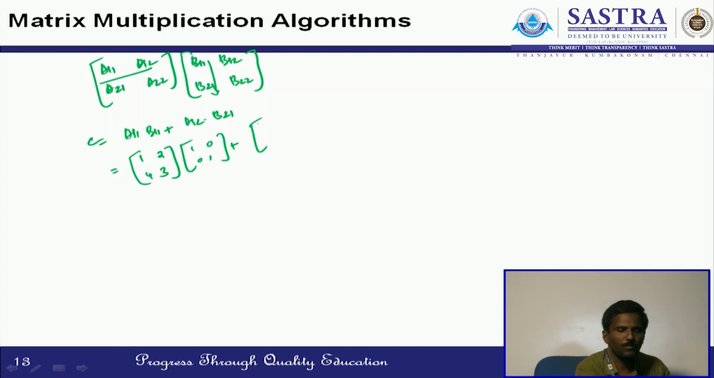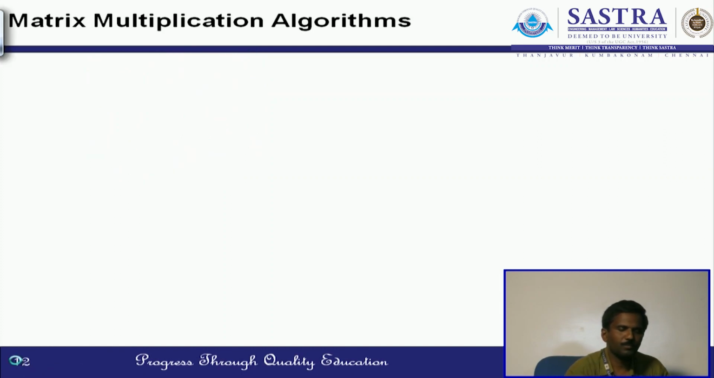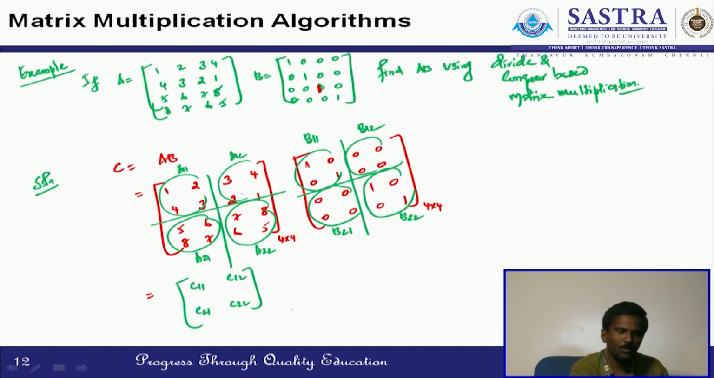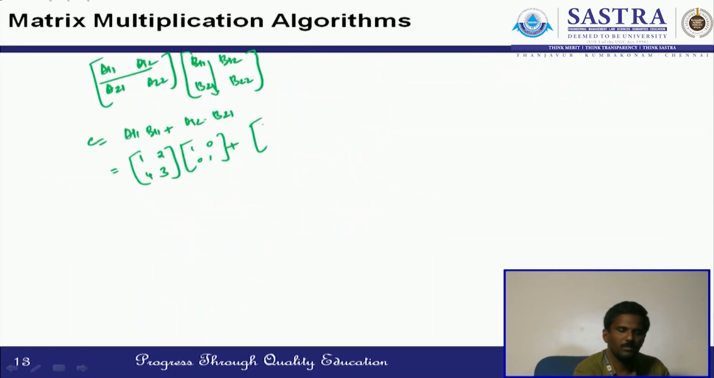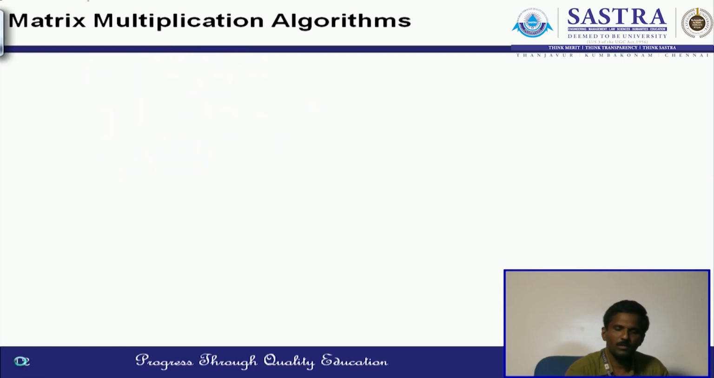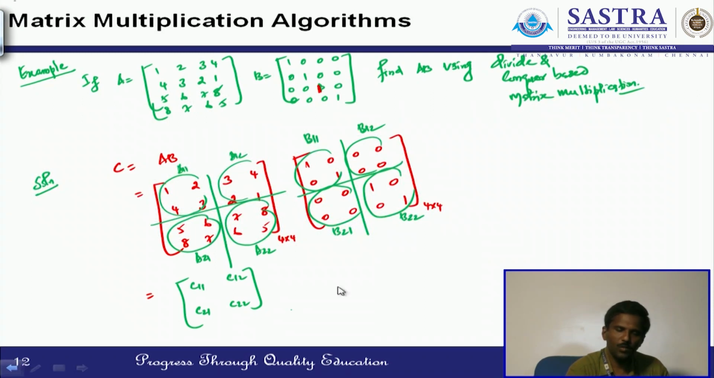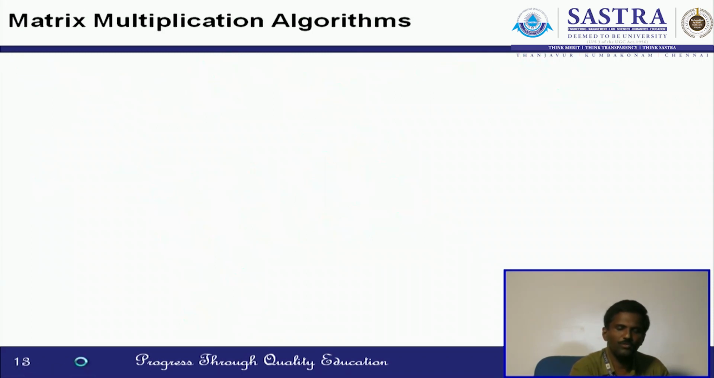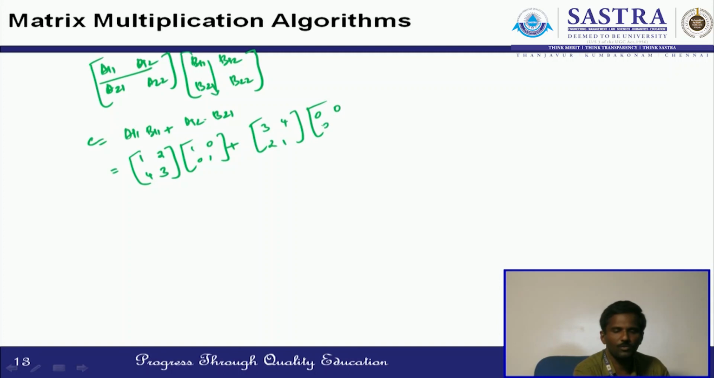Plus A12. A12 is 3421. B21 is all zeros, 0, 0, 0, 0. So simplifying this is C11.